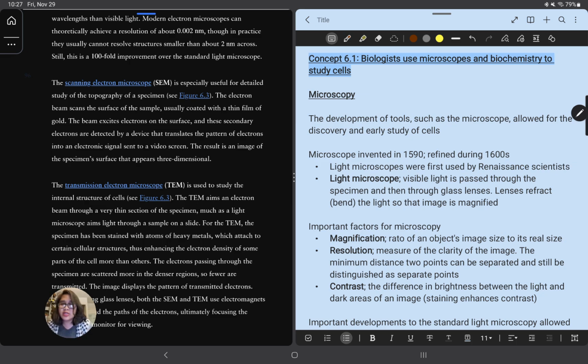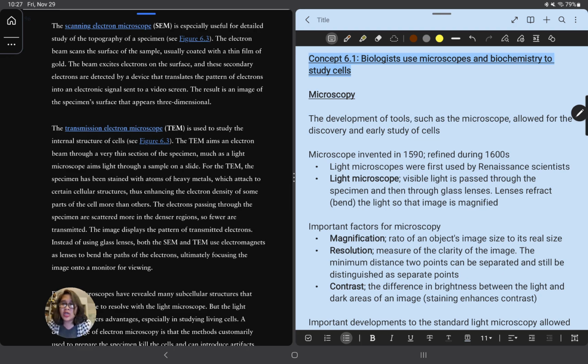Modern electron microscopes can theoretically achieve a resolution of about 0.002 nanometers, though in practice they usually cannot resolve structures smaller than about 2 nanometers across. Still, this is a 100-fold improvement over the standard light microscope.